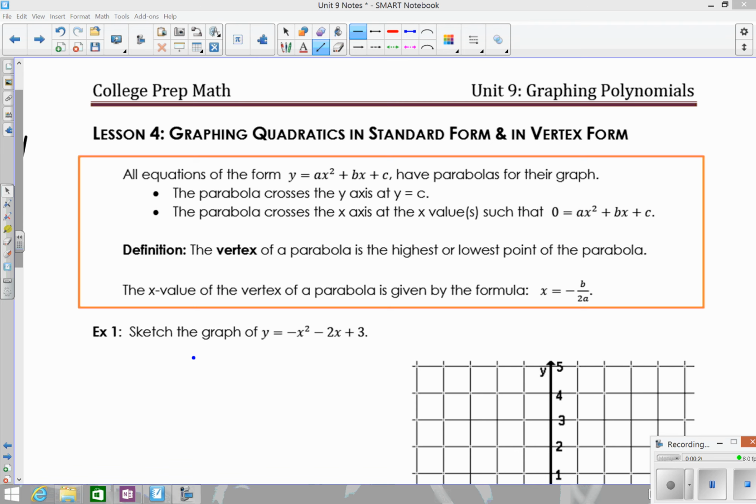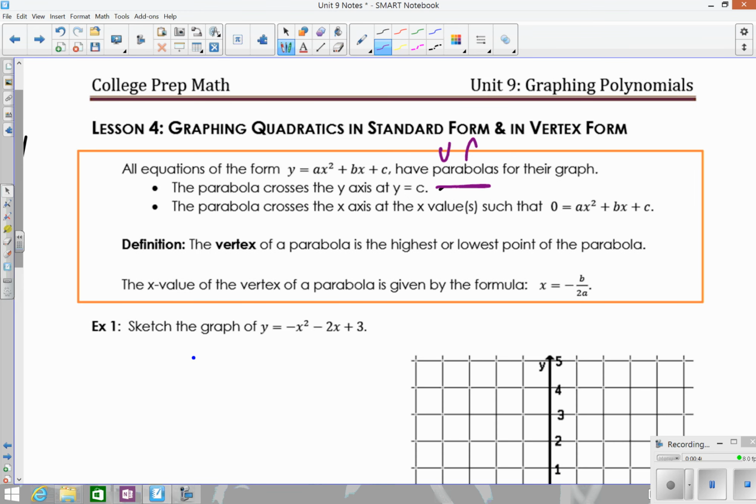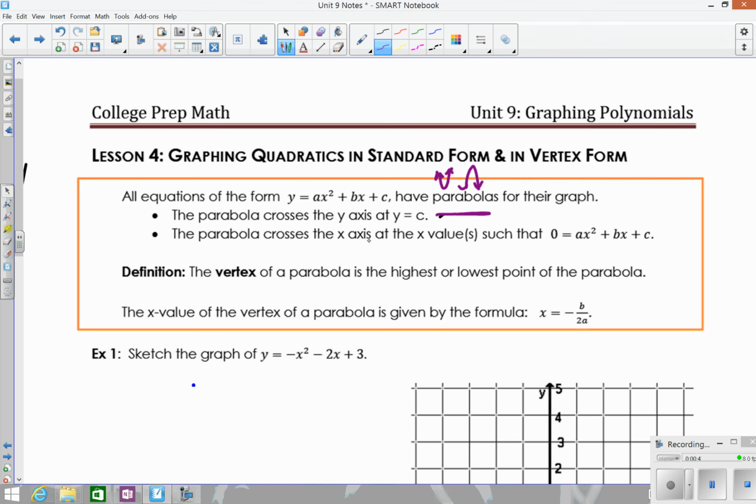All equations of the form y equals ax squared plus bx plus c are quadratic equations, and they have parabolas. So remember, parabolas are your U shapes, opening up or opening down. If the parabola crosses the y-axis, that would be our y-intercept. If the parabola crosses the x-axis, those x values are our zeros or x-intercepts.